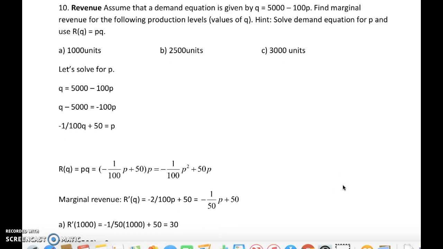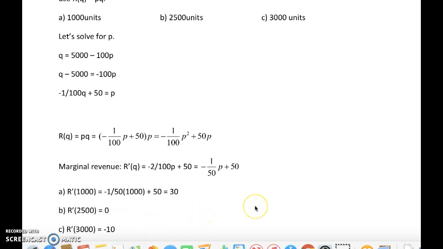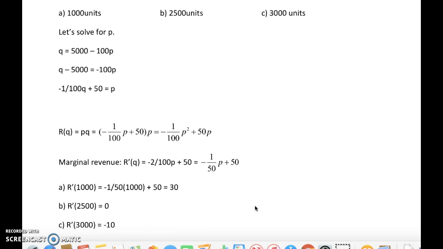So if we plug in 1,000 into our derivative, we end up with a value of 30. If we plug in 2,500, we find out that the value is actually 0. That's not actually a bad thing. It's not negative, so we're totally okay with that value. And then if we plug in 3,000, we end up with negative 10.